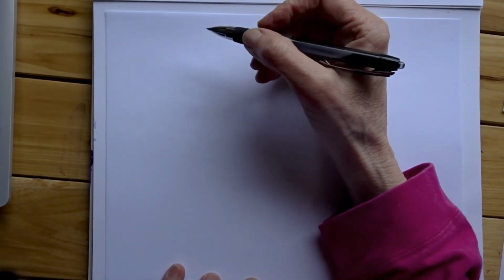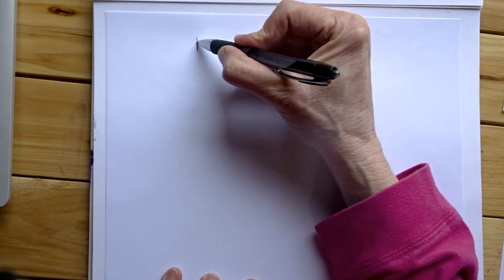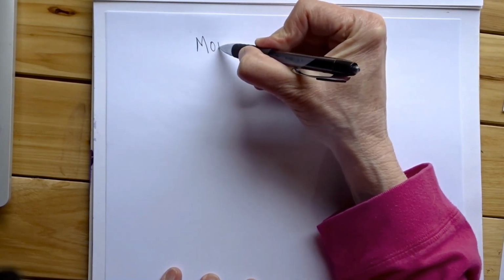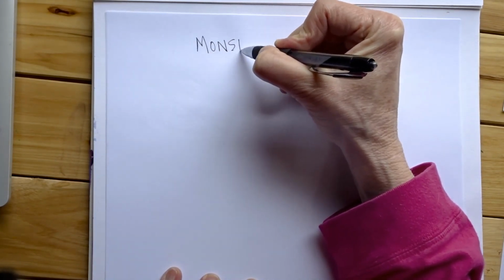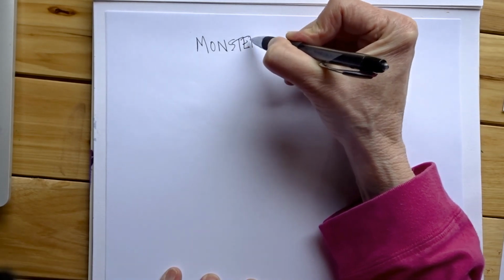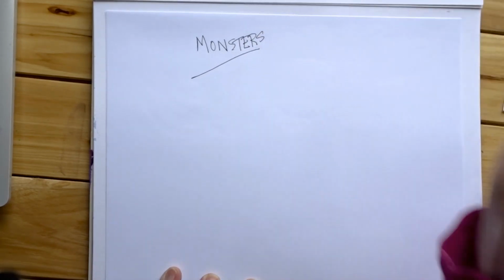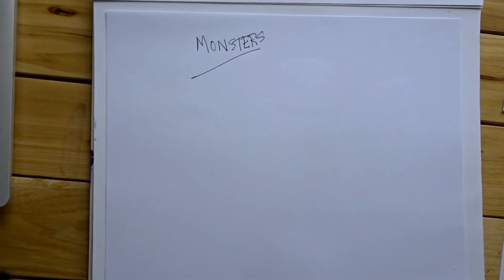I think that we should draw some monsters today. Let's try some monsters. So, this is Mrs. Hogarth, and I'm feeling monstrous today. So I think we should try to just have some fun and draw some monsters.